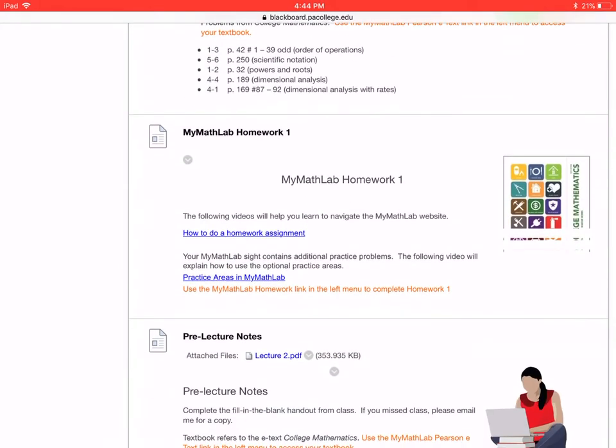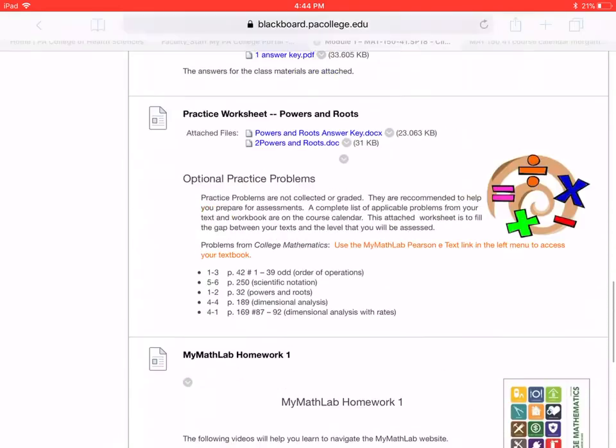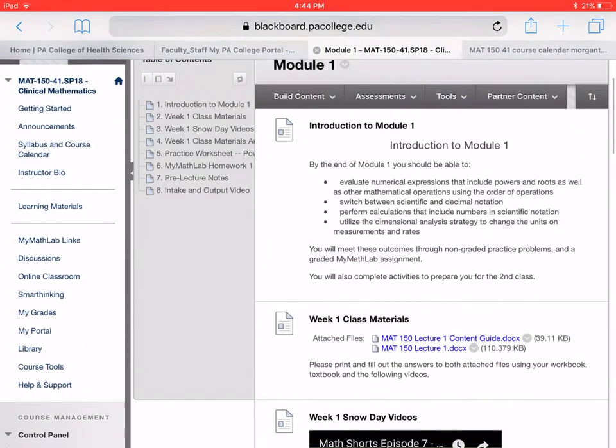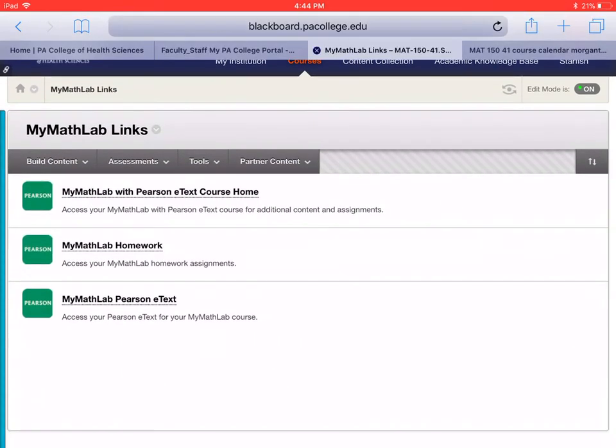And your MyMathLab homework, here's instructions on how to do the homework in MyMathLab. And to get to your MyMathLab homework, you're going to look over here on the left, click on MyMathLab links, and your homework can be seen here along with your course home.